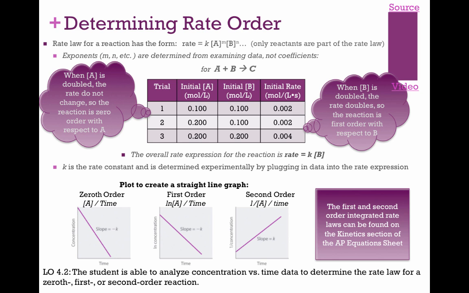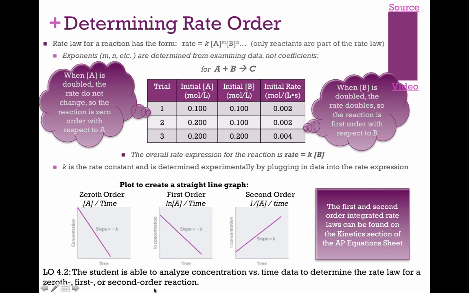And then the first and second order integrated rate laws can be found in the kinetics section of the equation sheet, and that's looking at your ln of concentration versus time, and your 1 over concentration versus time. So the integrated rate law lets you solve for concentration at a given time. And so really the difference between the rate laws, like this differential rate law up here, which is rate equals k times the concentration of B, that lets you look at rate versus concentration. The integrated rate law lets you look at concentration versus time. So it all is just dependent on what you want to find.